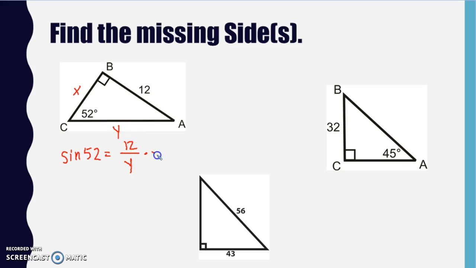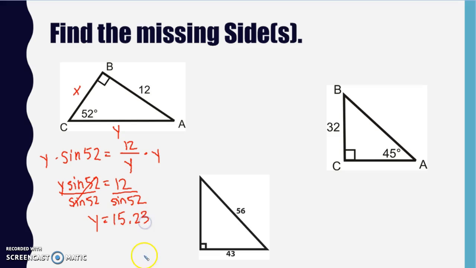So to solve for y, first I multiply to get it out of the denominator. So I have y times sine of 52 equals 12. Divide by sine of 52. That goes away. And remember, make sure your calculator is in degree mode. So y is 15.23. Not done yet. Now I have to figure out my x over here. So I can go ahead and plug in 15.23 here.